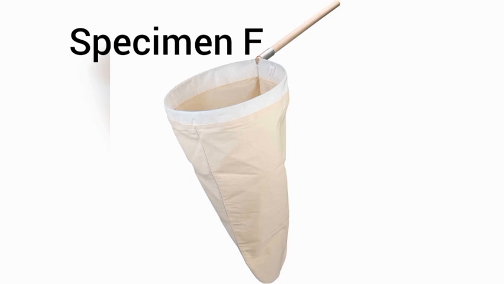Then we have specimen F, which is called the sweep net. It looks like a funnel, just like you can see in that diagram, with a handle that is a little bit long. And what is that used for? It's also used for picking insects, but this time on grasses, and it is used in the agricultural, the farming aspect, to pick up pests and take them for analysis, or for photography and all that.